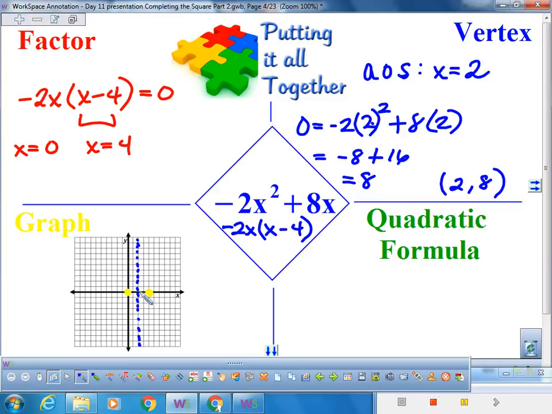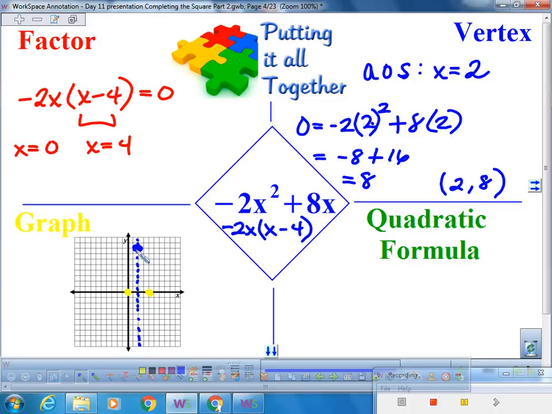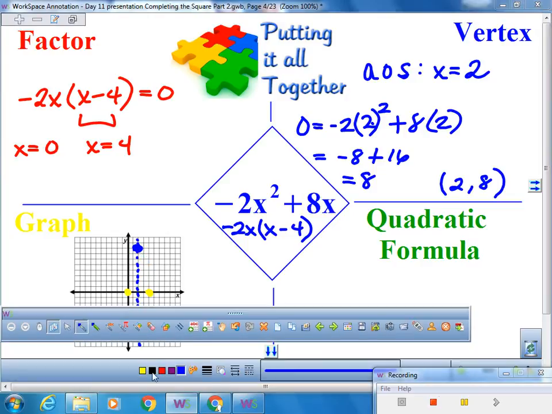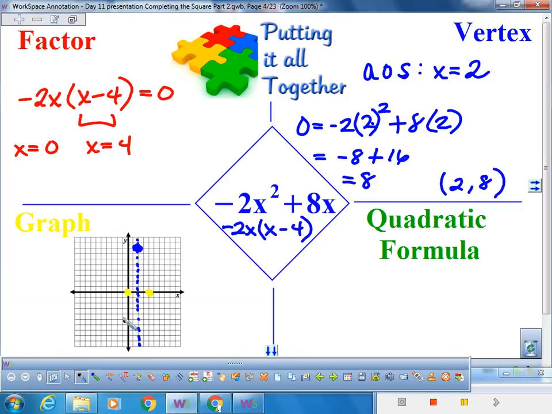2, 8. Does this make sense? Why does it make sense? Because it's pointing down, right? Because it has a negative coefficient in front of x squared. So this is a parabola that's pointing down. It's got kind of steep slope because of the 2, right?